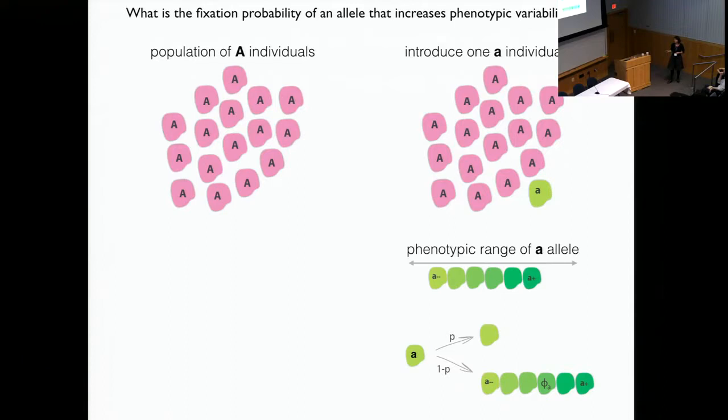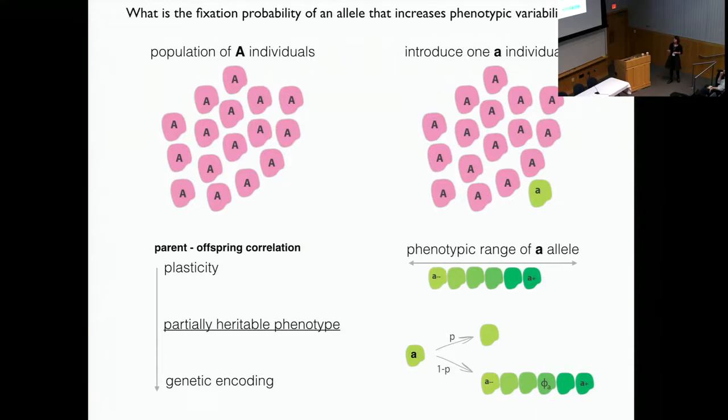So with probability P, we assume that the offspring inherits the parent's phenotype, and with probability 1 minus P, the offspring redraws from the entire phenotypic distribution. And this type of partially heritable phenotype confers a parent-offspring correlation somewhere between full genetic encoding and the more traditional type of plasticity, looking at norms of reaction and quantitative genetic traits.